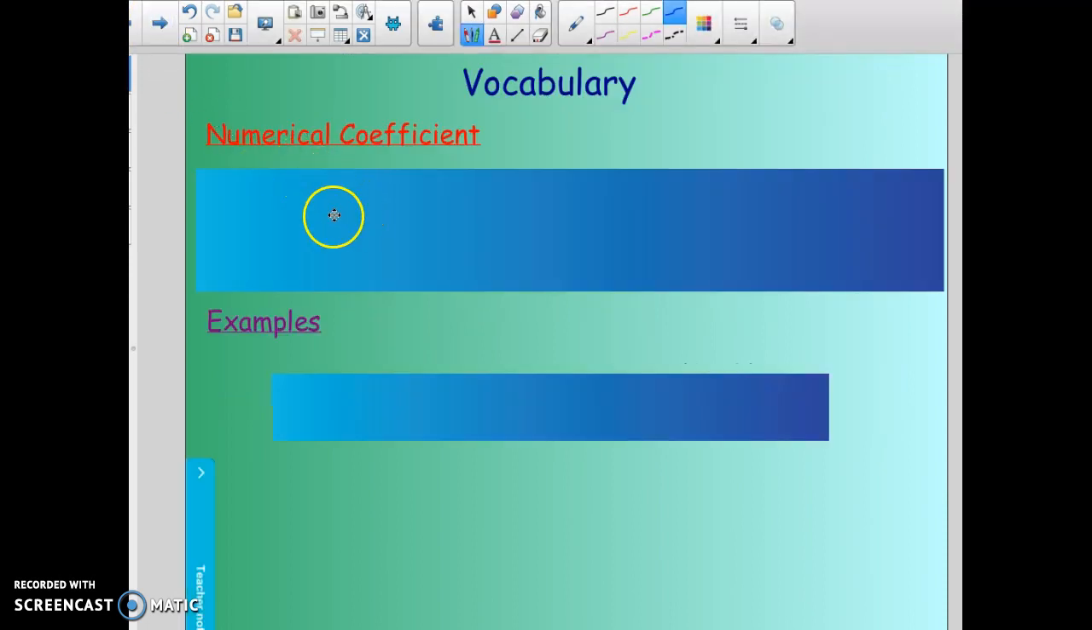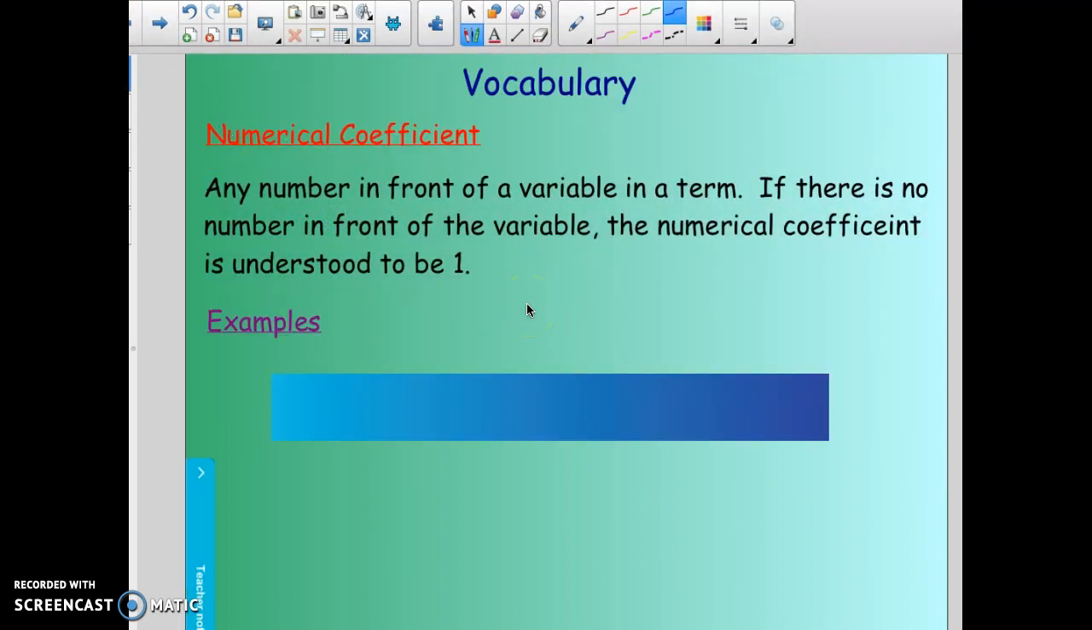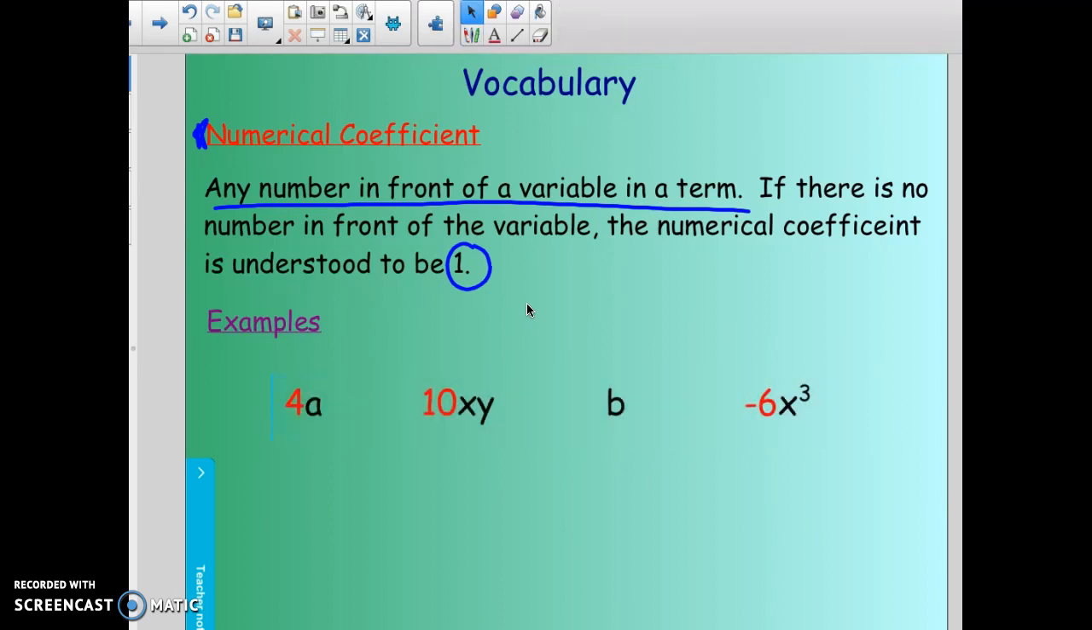Numerical coefficient. Now, write down whatever I underline and tell you to write down, okay? So you need to write down that numerical coefficient is any number in front of a variable in a term. So if you need to pause that and write it, that's fine. If there's no number in front of the variable, the numerical coefficient is understood to be 1, okay? So we need to write down some examples of that.